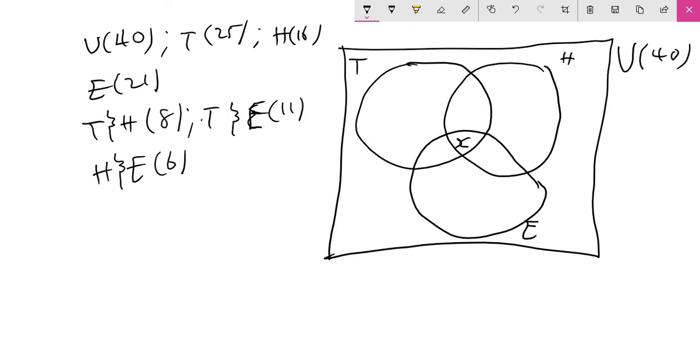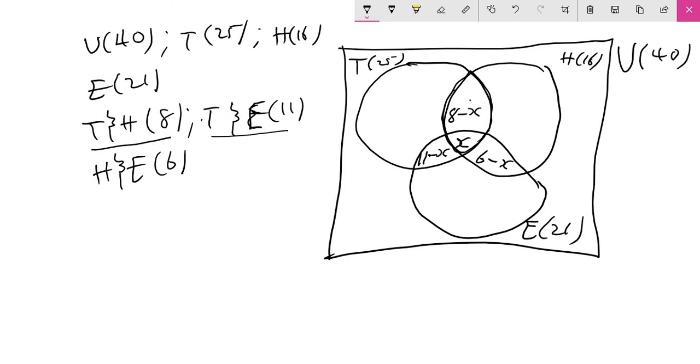So from this we now fill in the twos, right? So we have T and H, 8. That is Twi and Hausa here. We have 8, so this whole thing must be 8. Remember, they didn't say only, so it could include all 3. So this side must be 8 minus X. Similarly, Twi and Ewe, 11, and they didn't say only, so the side will also be 11 minus X. So we have Hausa and Ewe, 6. So this side will also be 6 minus X. And of course, we should say T is 25, H is 16, and E is 21.